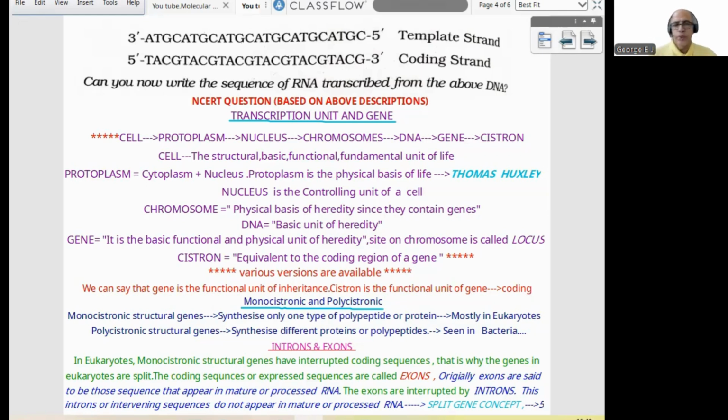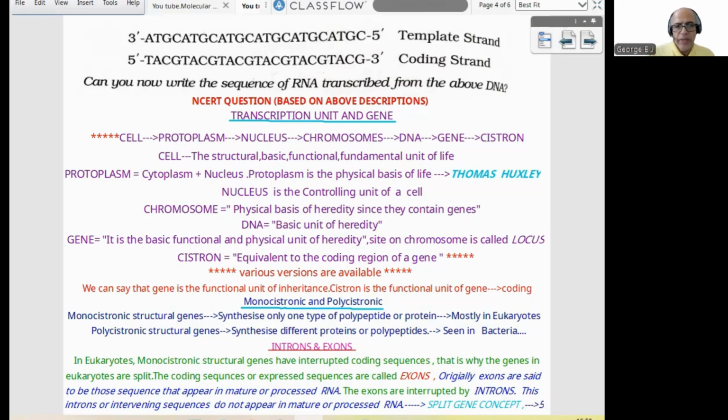Now comes another two important terms, introns and exons. In eukaryotes, we normally observe monocistronic structural genes, and they have an interrupted coding sequence. All this, diagram-wise, will most probably come in the next episode or after one more. That is why the genes in eukaryotes are split. The coding or expressed sequences are called exons, the functional ones. Originally, exons are said to be those sequences that appear in mature or processed RNA. Exons are interrupted by introns.